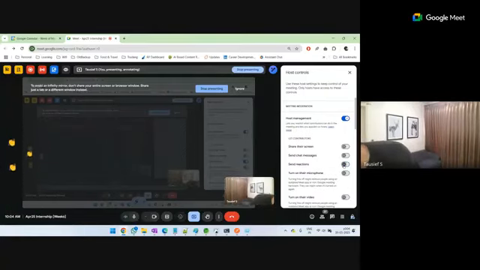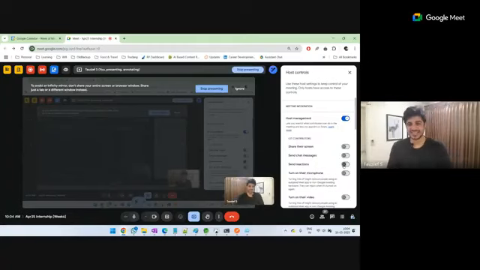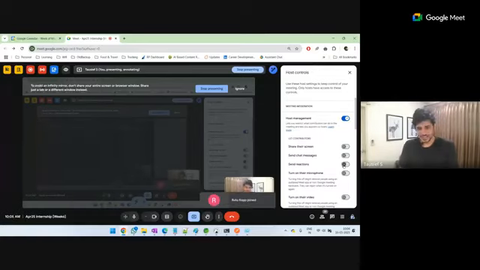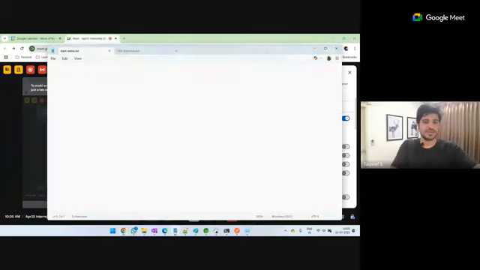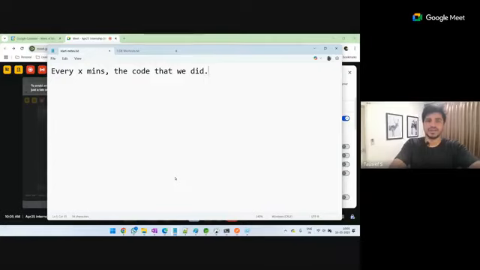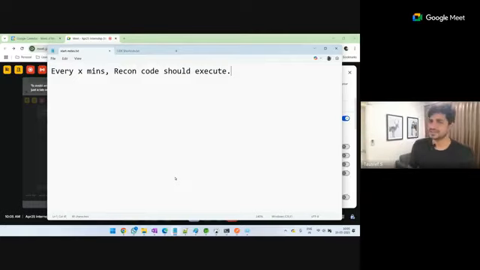So, firstly, the recon process is nothing but a background process. Whether you are awake, whether you are sleeping, behind the screen, this reconciliation should continuously keep happening. And we said the business logic will be every X minutes, the code that we did yesterday, the recon-related code, should be executed. Every 10 minutes, the recon code should execute. And when it executes, it tries to settle the transactions, whatever yesterday's logic was.